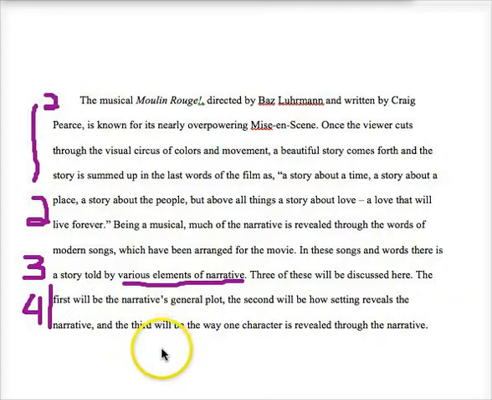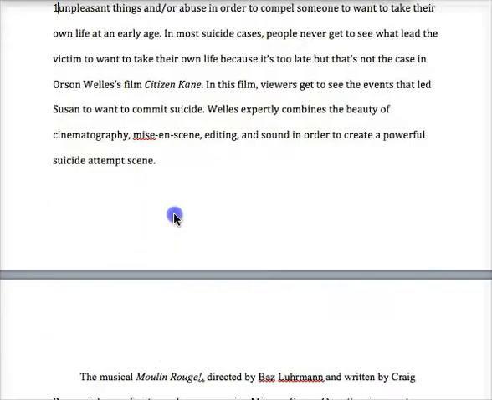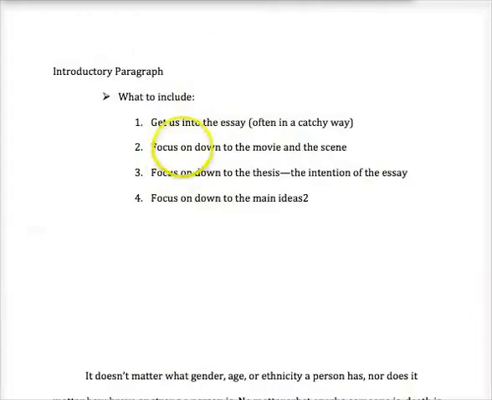Okay, so this is the introductory paragraph and the things to keep in mind. To remind you of that, here they are. Get us into the essay, focus on down, make sure you let us know the movie and the particular scene, and if you need to give us any background that leads to that, that'll help. Bring it on down to what your thesis is, and make sure you let us know what your main ideas are. Okay, hope that helps you out.